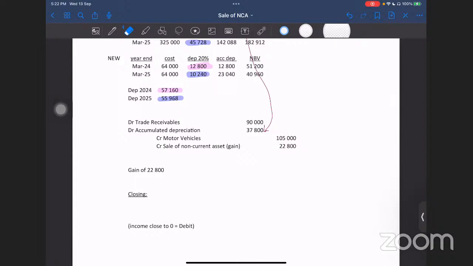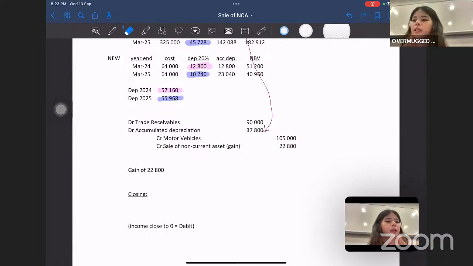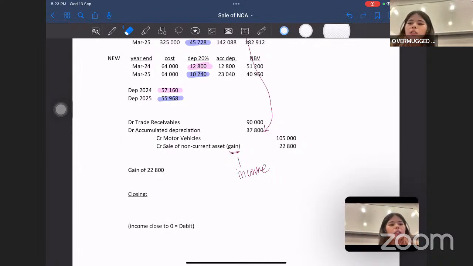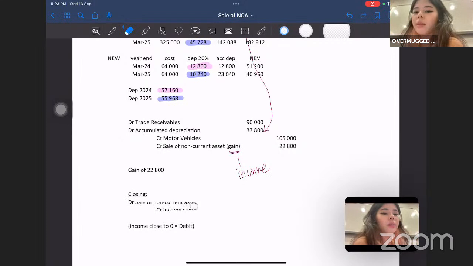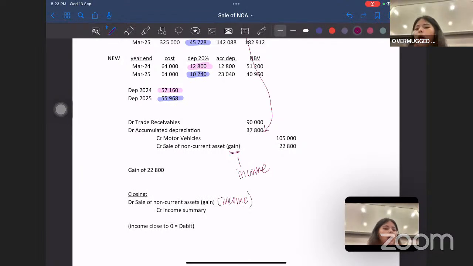And then the last part, I'm asking for the closing. The closing will be the same idea as doing your income and expense. Since this is a gain, it means that this is an income. So how do I close the income? When I do closing, I will have to put them at the minus side. So income at the minus side will be debit. So I will debit my gain and then credit my income summary, because this is income. Income to close, I need to put at the minus side, so I will debit it.